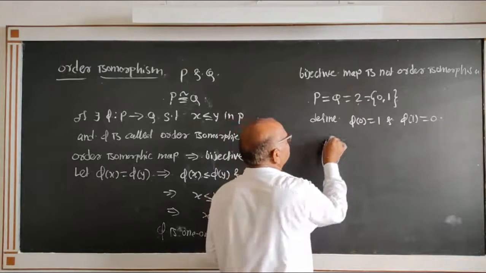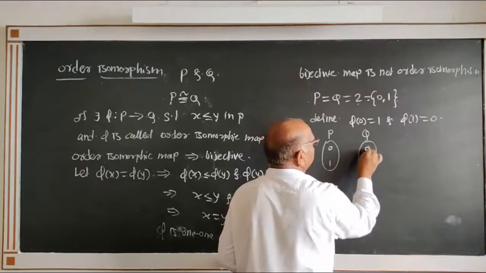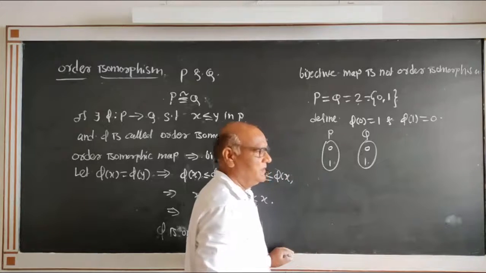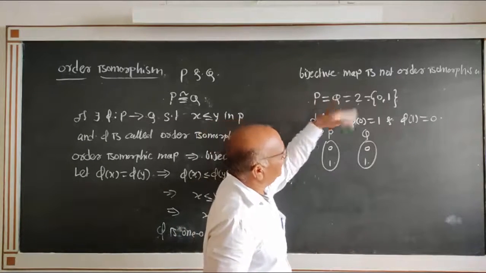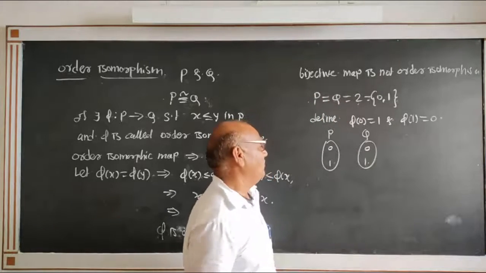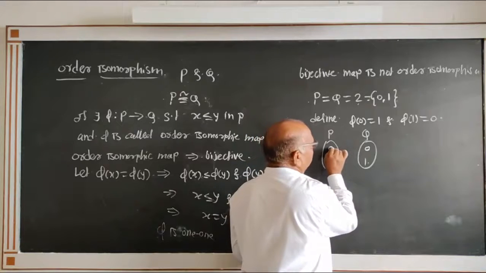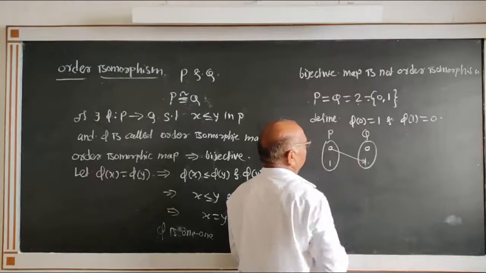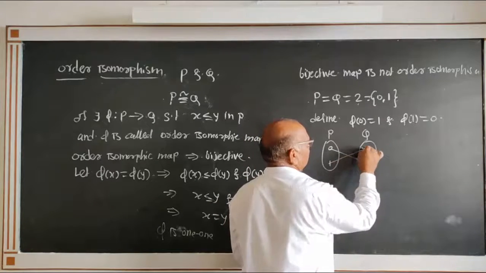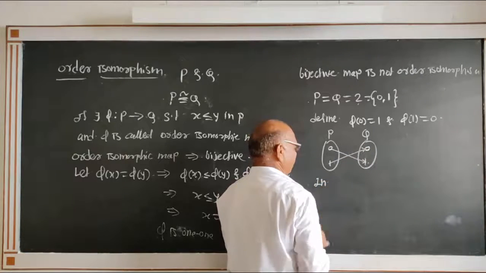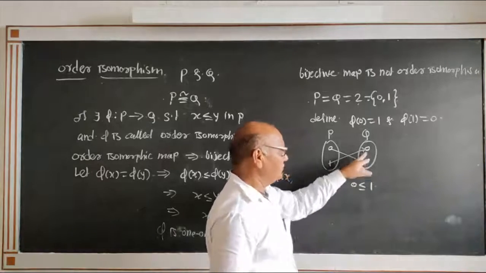See here, this is P, this is Q, 0 and 1, 0 and 1. Here 0 is in P, 0 is related to 1, also in Q, 0 is related to 1. See here, this is phi: the image of 0 is 1 and the image of 1 is 0. In P, 0 is related to 1. Also in Q, 0 is related.